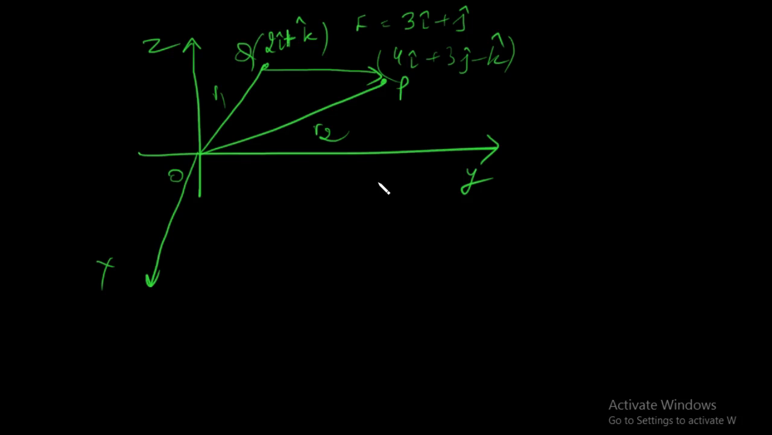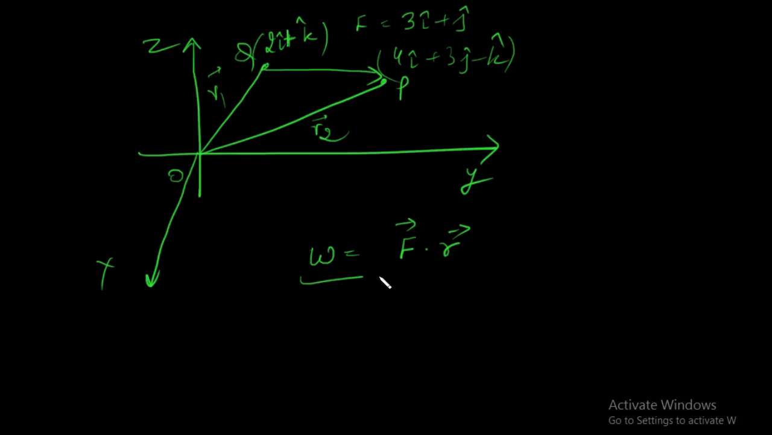So the next question from the previous year is this. There are 2 points. You see Q is at 2i plus k and P is at 4i plus 3j minus k. Okay, we denote this as R1, as I already told you in my first video, and this as R2. Alright, a force of 3i plus j displaces the particle at Q and it moves on to P. So we have to find out how much work has been done on the particle by the force. First of all, there is a very simple formula for work done. W equal to F dot R.